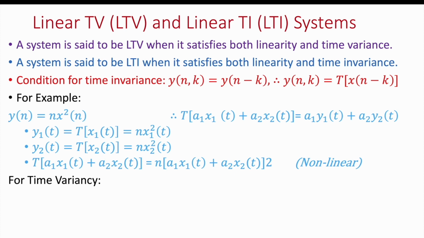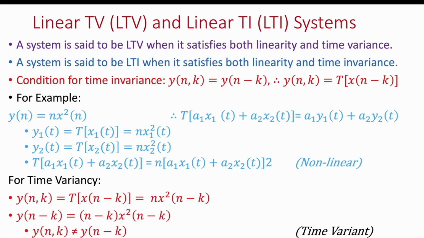The first step is that you need to calculate the response for the individual inputs, for the input x1 and for the input x2, and then you need to calculate the response for the combined input, and you will see that the answers of both are not equal. So that is why you can say the system is non-linear. Similarly, we can check for time invariance using these two equations. By checking these two functions, we can say that on the right hand side of both conditions, y(n, k) is not equal to y(n minus k). So that is why the system is time variant.